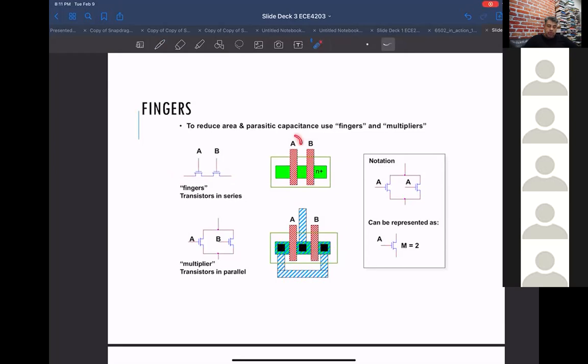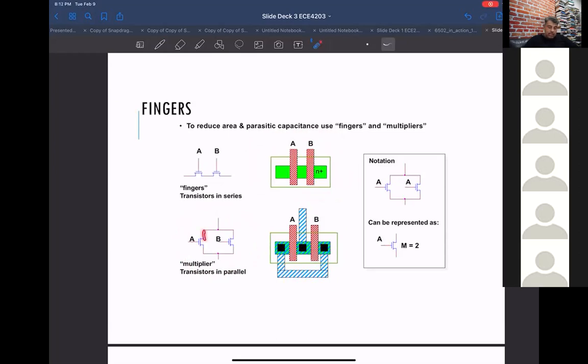So you can almost merge the drain of A with the source of B and get a smaller layout than if you fully drew an A with its source and drain and a fully drawn B with its source and drain. So that's one technique that's very commonly used. The other technique is to draw things merged for an OR kind of function.